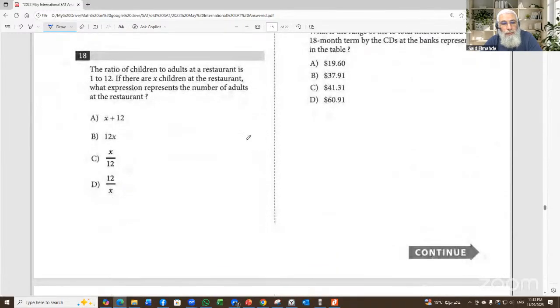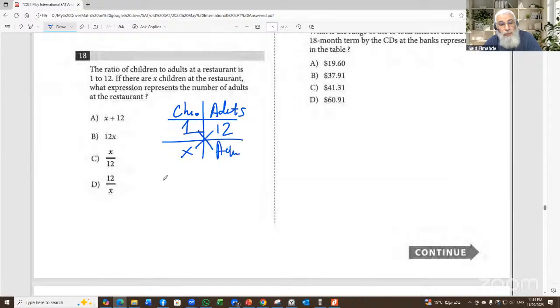Number 18, the ratio of children to adults. So children to adults is 1 to 12. If there are x children at the restaurant, what expression represents the number of adults? So number of adults, cross multiply, adults multiplied by 1 equals 12x. So this is just 12x.